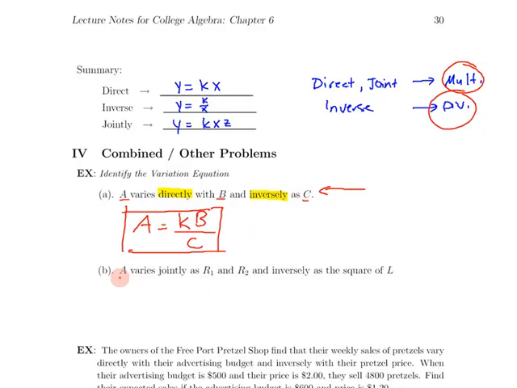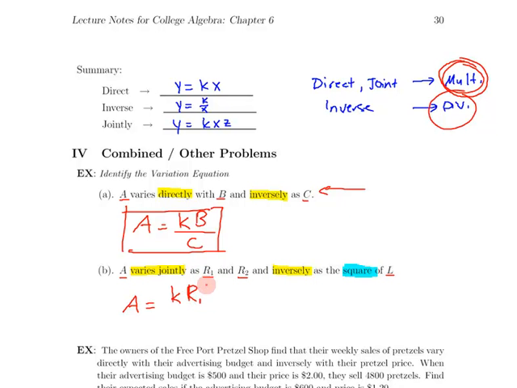Now what if I said A varies jointly with R1, R2, and inversely as the square of L? Now, varies jointly, there's a key phrase, and inversely is another key phrase, but don't forget about what this would mean. So A varies, so A equals K. If it's jointly, again, it's multiply. So we're going to have R1.